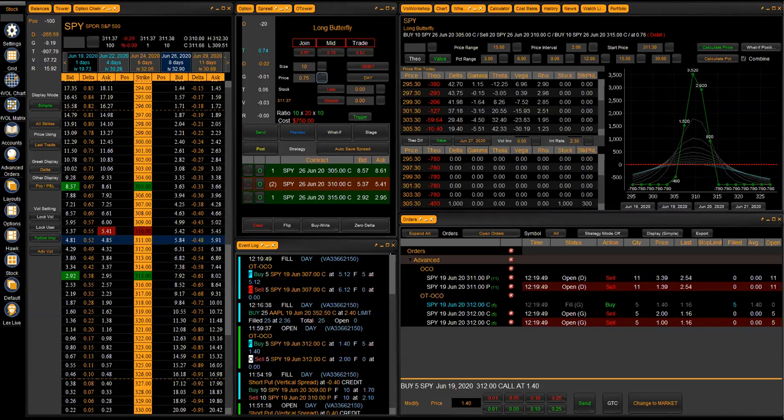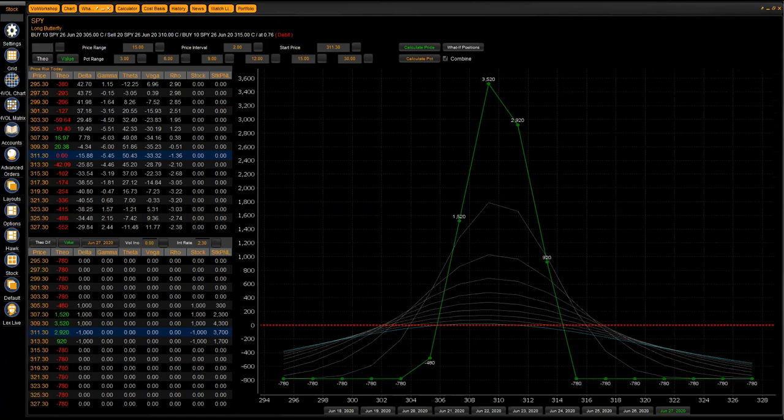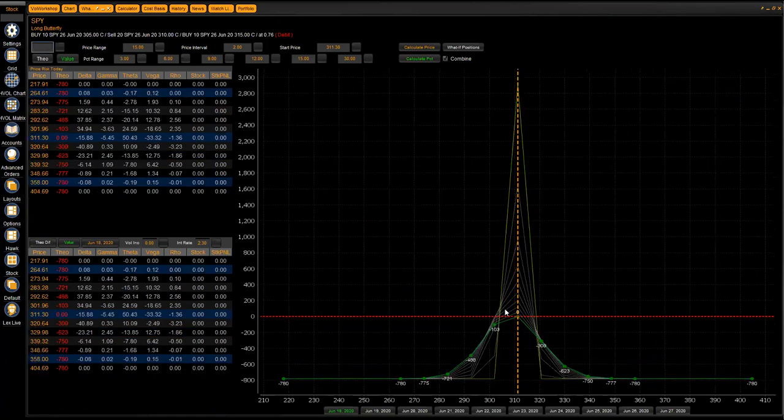But as time goes by, and let's look at this. As time goes by with this butterfly, right? And here we are today, and watch the green. We stay right in this middle price here. And I keep moving today. Look what happens to the price of my spread. Notice my P&L keeps increasing, increasing, increasing as time goes by.